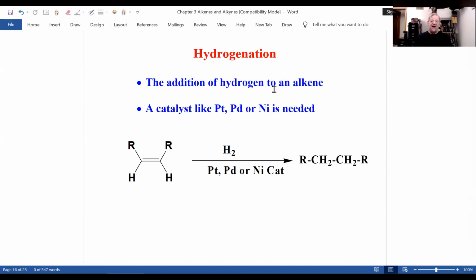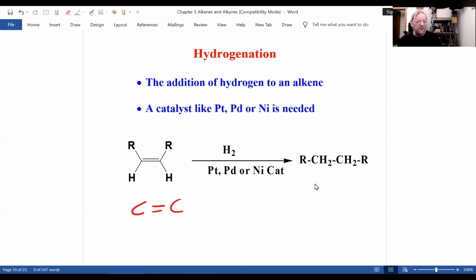Now you need a catalyst. A catalyst is something that makes something go quicker, but is not consumed in the reaction. In this case, it's either platinum, palladium, or nickel. If you have any molecule with a double bond reacted with hydrogen and a catalyst, you break the pi bond and each carbon of the double bond gives a hydrogen. Let's look at another way of writing this same thing.